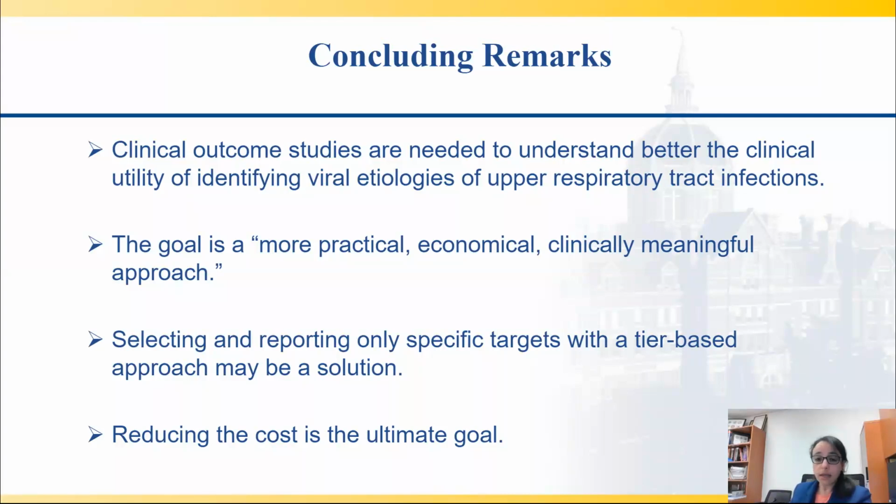And I do believe that with the current model of high cost and reimbursement, a tier approach for selecting targets can be a solution, and the data can guide the selection of the targets that go in each tier, which can be based on local or state level data. But again, reducing the cost can be and should be an ultimate goal.